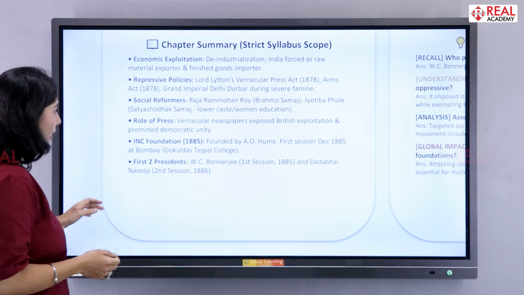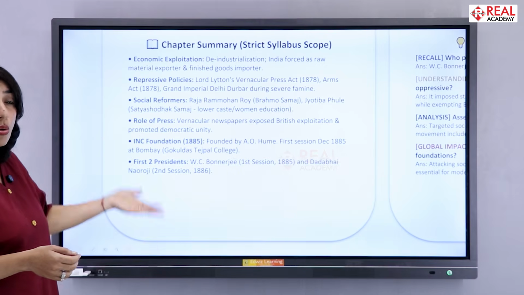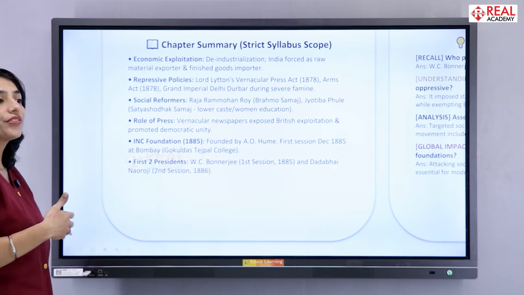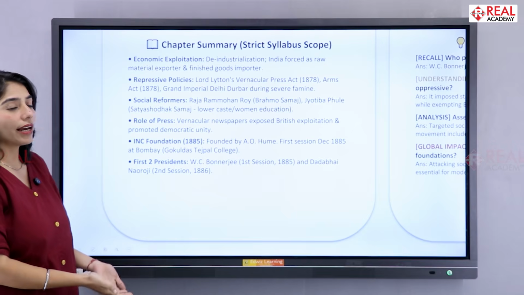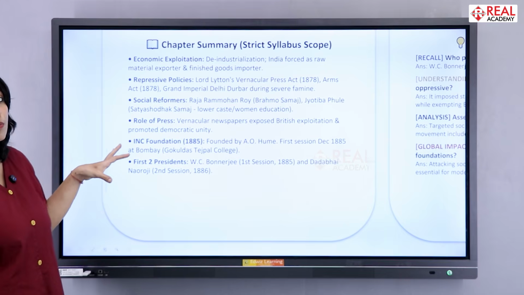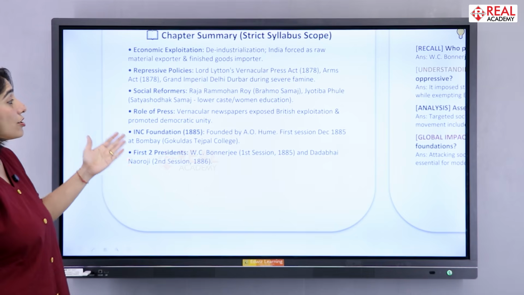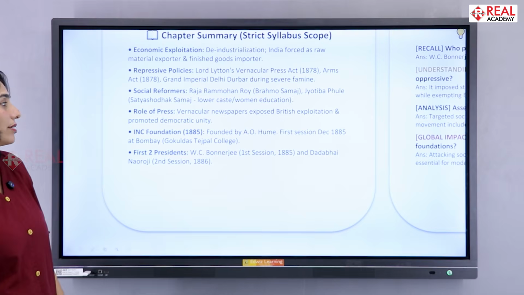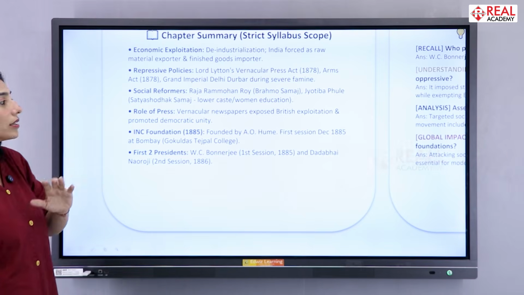All right. Next, what is important here is the role of press. Why was press so important for an entire nationalism? As we all know, there was no other source of awareness. There was no other source of reaching out to the people. Like, for example, now we all have YouTube, Insta, Facebook. We all use social media, but at that point of time, people did not have access to social media. All right. So what did we depend on? We depended on the newspapers, which acted as the only source of spreading awareness to the people. So how vernacular newspapers exposed the British exploitation.